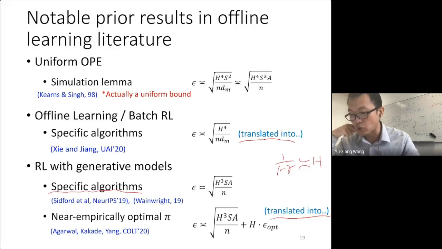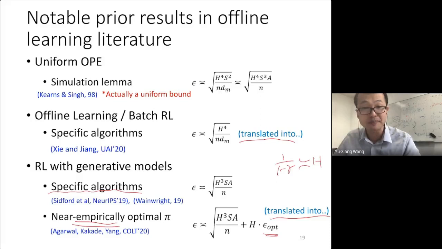So that was changed later in the generative model setting by this very nice work by Agarwal, Kakade, and Yang, which appeared at COLT. They are able to simultaneously evaluate a bunch of near-optimal, near-empirically optimal policies, and for all those data-dependent choices of pi hat, you can show that those are near optimal. So this epsilon OPT measures the extent to which you're close to the empirically optimal policy based on your estimated MDP. For instance, if you run value iteration and policy iteration forever, this will be zero, and then you end up getting something that's on the right order.